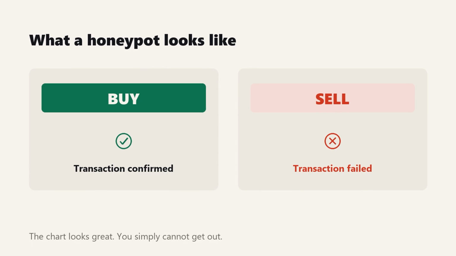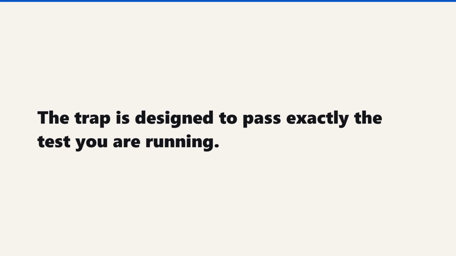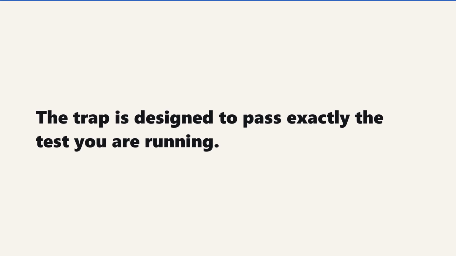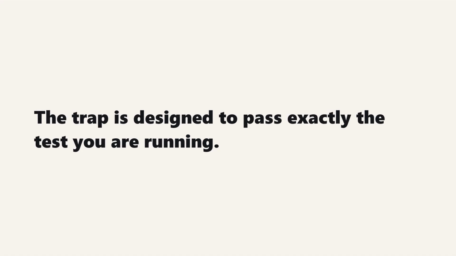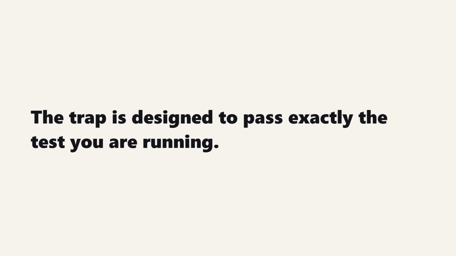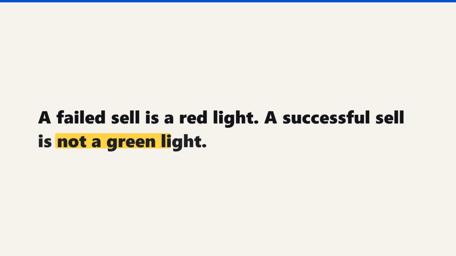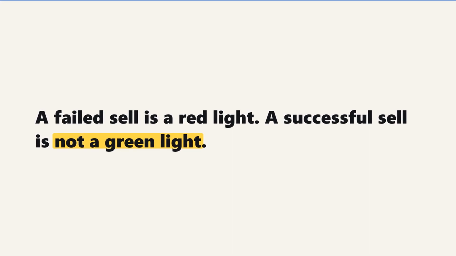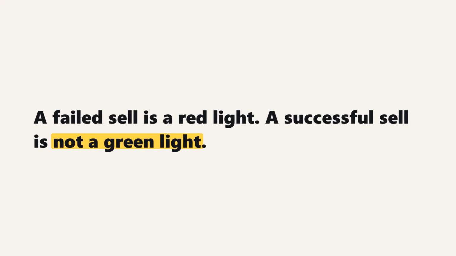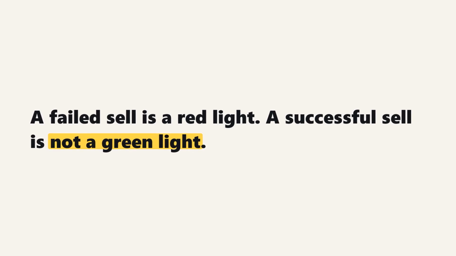And here we have to repeat the warning from Lesson 1, because it is the single most misunderstood check in crypto. If the sell fails, you have learned something real. Walk away and treat the money as tuition, but a sell that works proves nothing. Sophisticated contracts let small amounts through on purpose. Some let the first few sells succeed and then close. Some only block sales above a certain size. The trap is designed to pass exactly the test you are running. A failed sell is a red light. A successful sell is not a green light.